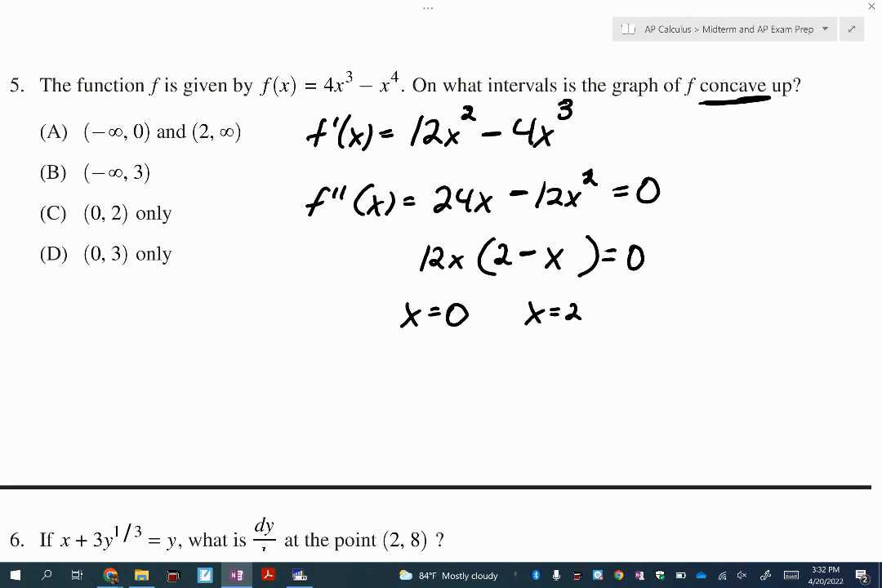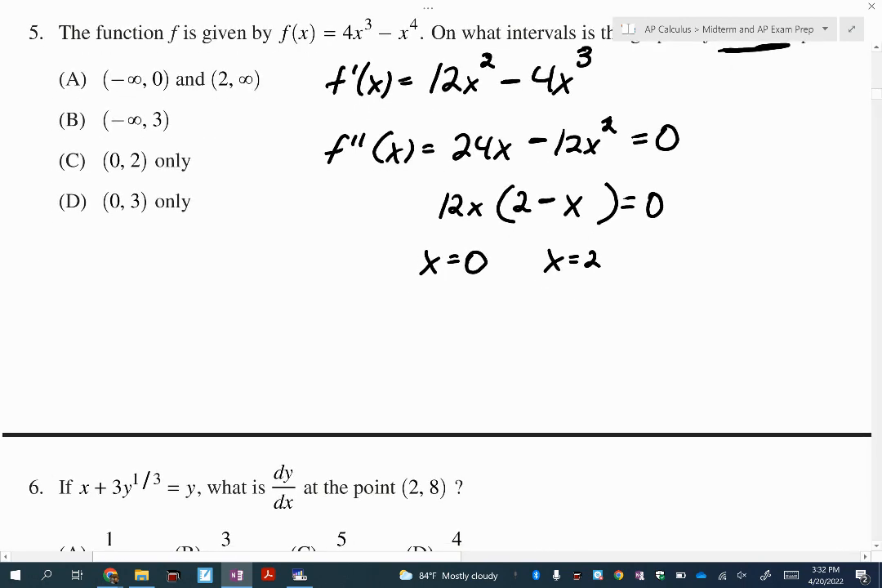Everybody good? Okay, so now what you're going to do is, this is where I had you guys separate this into negative infinity to 0, then 0 to 2. Hopefully you see why I use those numbers. And then 2 to infinity. So these are your 3 options.